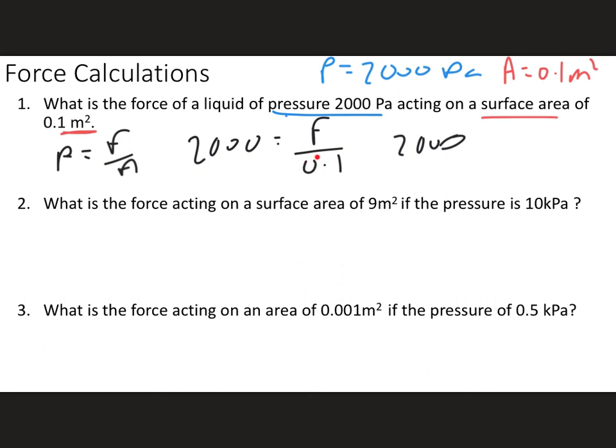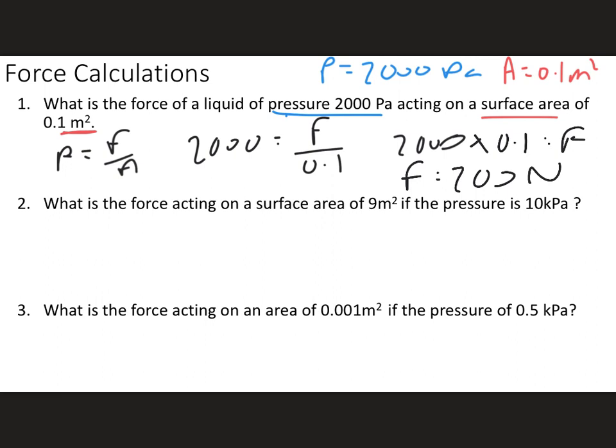Divide there. So I'm going to have to take it to the other side and times through. So we get 2,000 times 0.1 equals F. And my force then is equal to 200 newtons. Remember, you can always put that in the calculator if you need to.